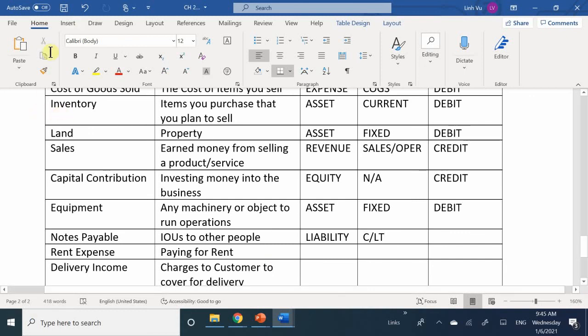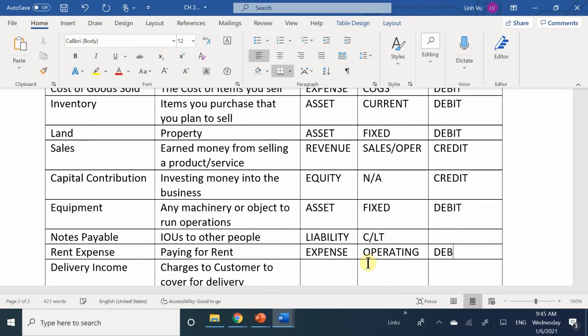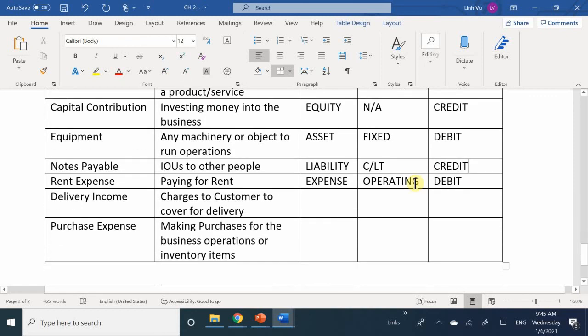Next one is going to be rent expense, so paying for rent. Is it an expense? Yes, it is. And what kind of expense? Operating. And is it going to be a debit or a credit? Debit. Okay, sorry, I skipped this one. Liabilities would have a credit balance. All right, couple more left.